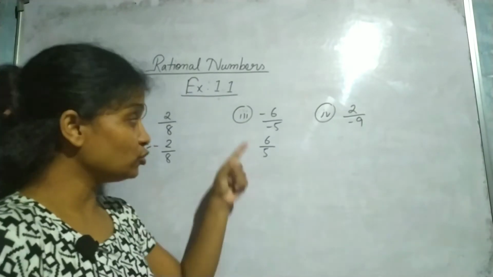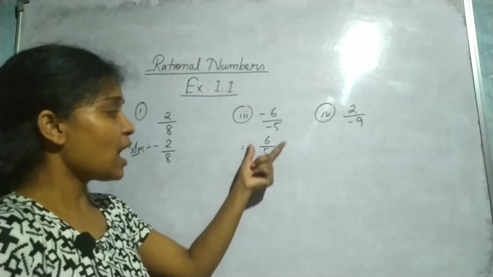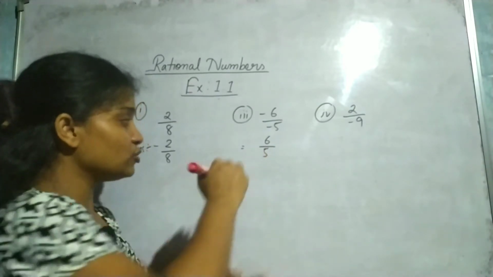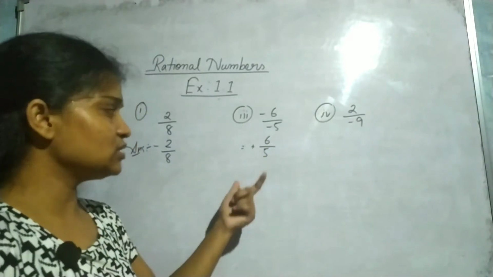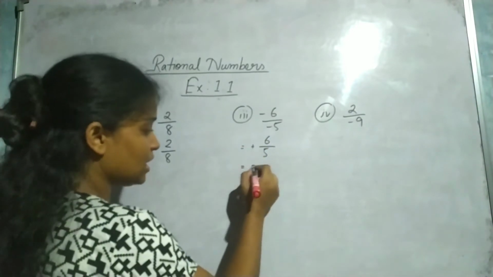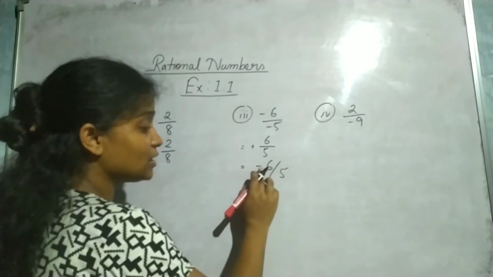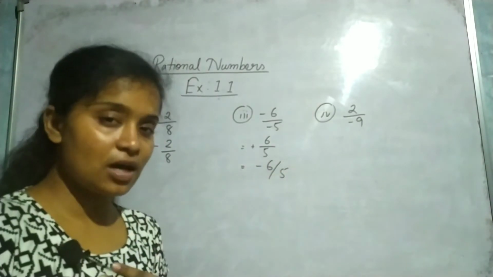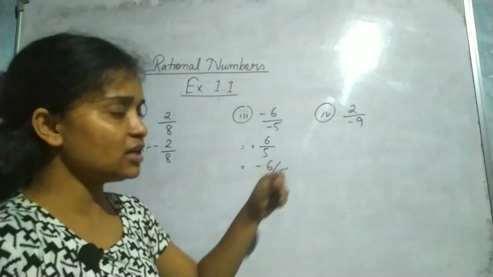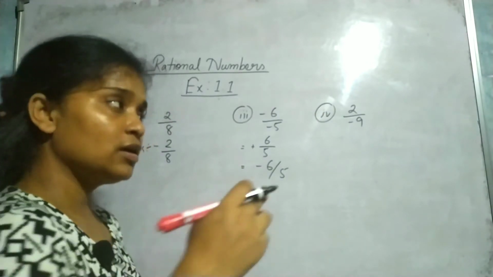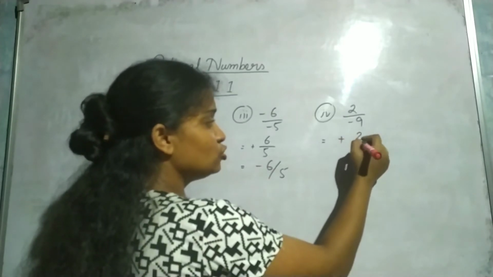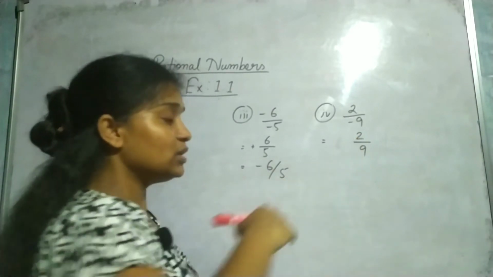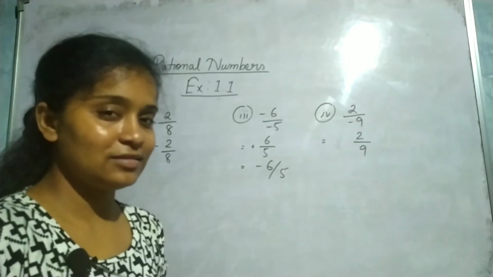First of all, what we have to do? First I have to solve this number, then it becomes plus 6 by 5. Now if I ask you what is the additive inverse of this number, the additive inverse is minus 6 by 5. Just change the sign. Here, what is the additive inverse of 2 by minus 9? The minus sign is there, so the additive inverse will be plus 2 by 9, or you can write only 2 by 9.